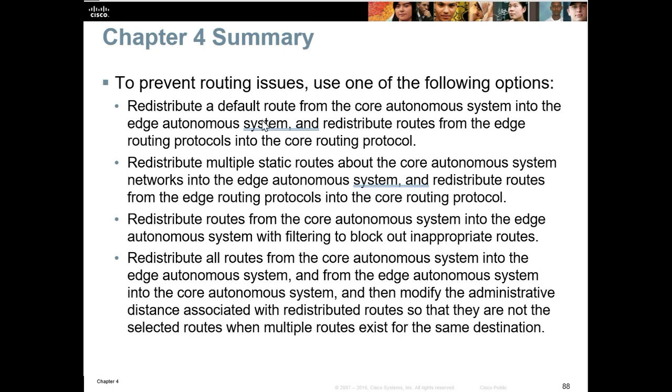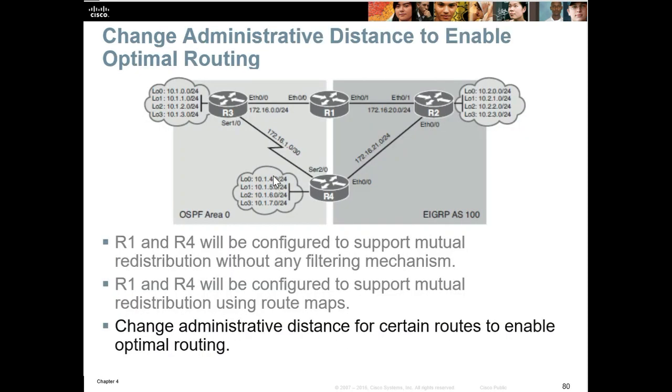Okay, next we want to make sure that the path is optimal. Okay, so modify the administrative distance with redistributed routes so that they are not the selected routes when multiple routes exist for the same destination. Okay, so kita tengok dah contoh tadi how to modify the AD and what was the need kan. Okay, contoh yang macam ni. So we need to modify lah. So be wary of when we redistribute what will be the effect. Okay, so that's it for route map.